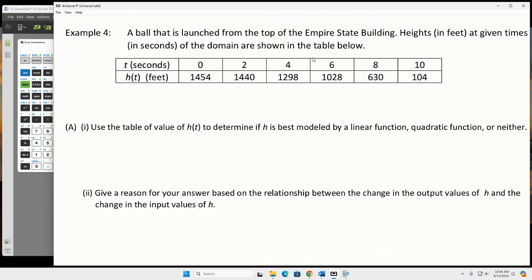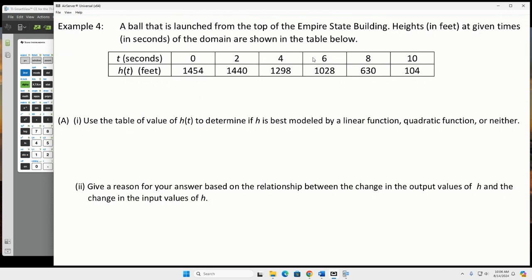All right, so this equation, a ball is launched from the top of the Empire State Building. Heights in feet at given times in seconds of the domain are shown in the table below. All right, so A1 says to use the table of values to determine if h is best modeled by a linear, quadratic function, or neither. So how do you do that?